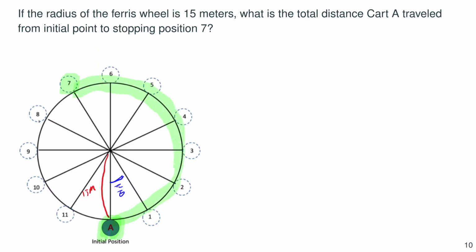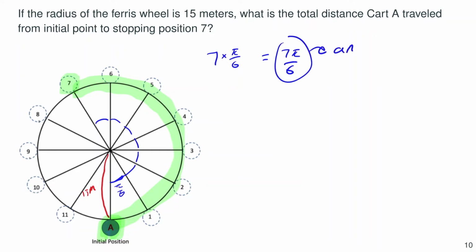Remember, radian is arc length measured in radius length. So first, we need to find the angle. What is this angle? We have 1, 2, 3, 4, 5, 6, 7. We have 7 equal spaces, each of them pi over 6 radian. So we know that angle is 7 pi over 6. This is the angle between the initial position and stopping position 7. But this angle is measured in radius length, assuming the radius is 1.